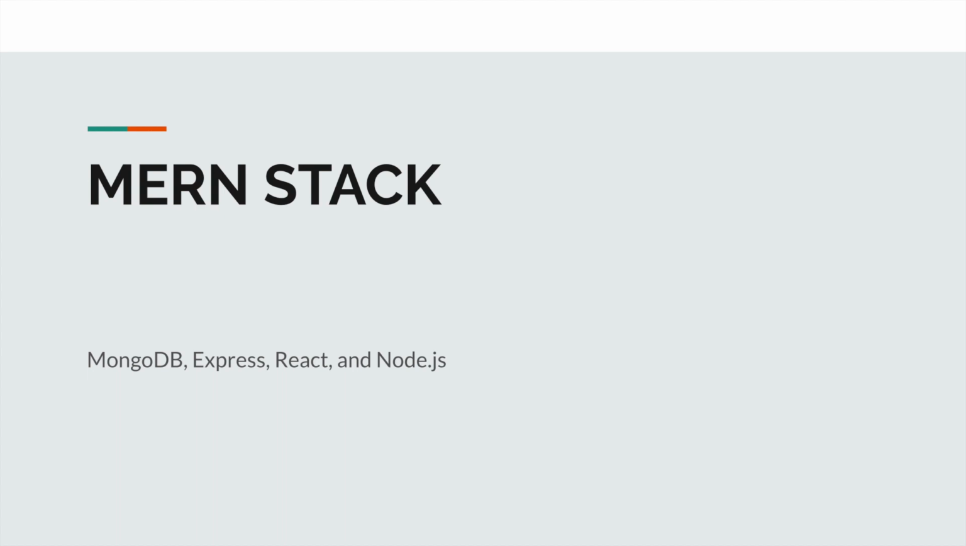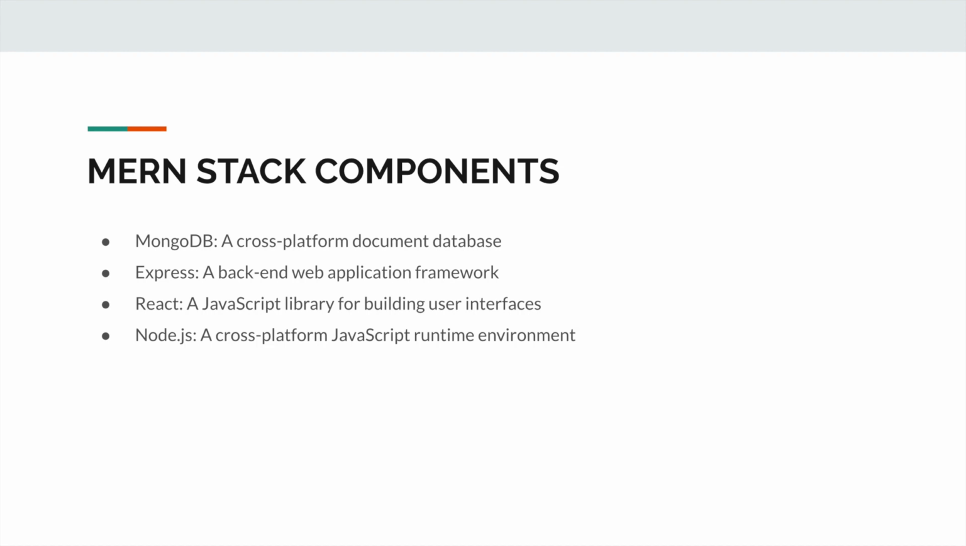Let's have a look at the components of the MERN stack. We have MongoDB, Express, React and Node.js. So MongoDB. MongoDB is a cross-platform document-oriented database program. Classified as a NoSQL database program, MongoDB uses JSON-like documents with a schema. MongoDB is known for being flexible and easy to scale.